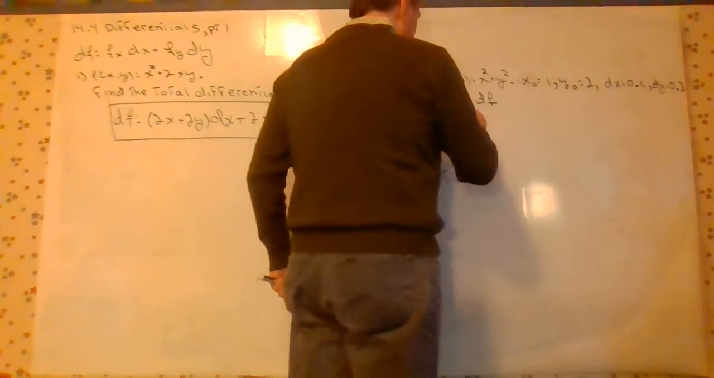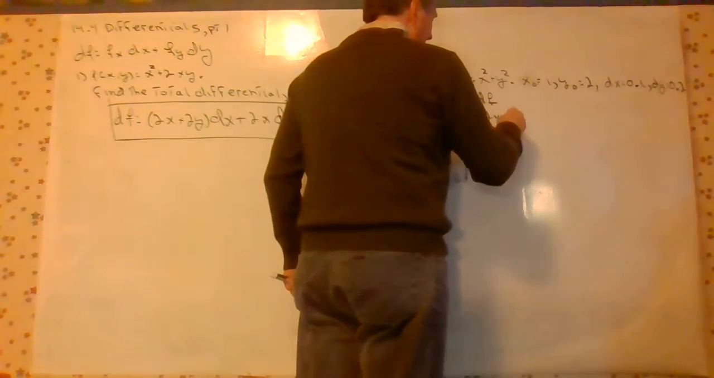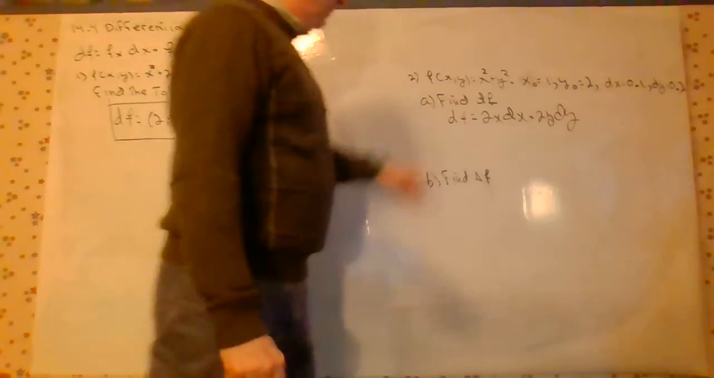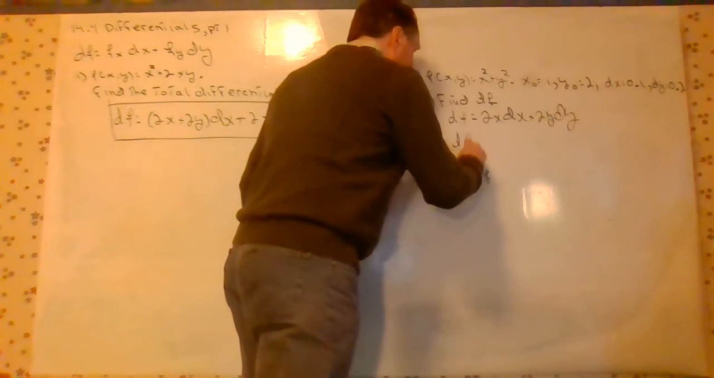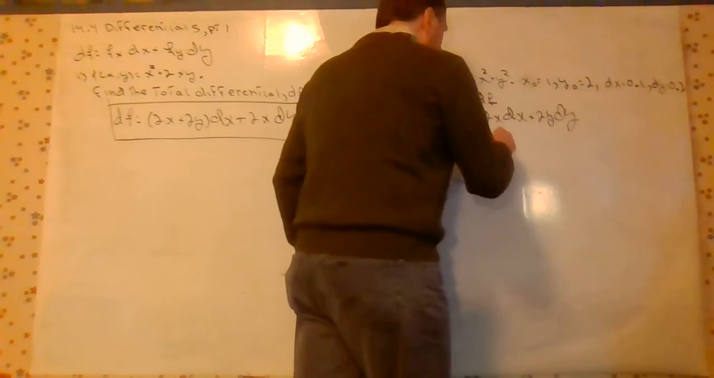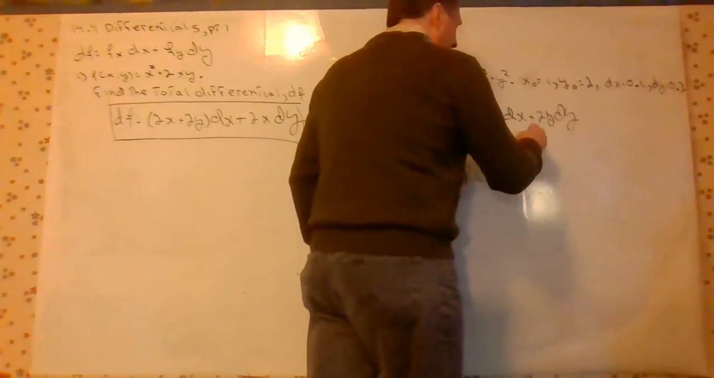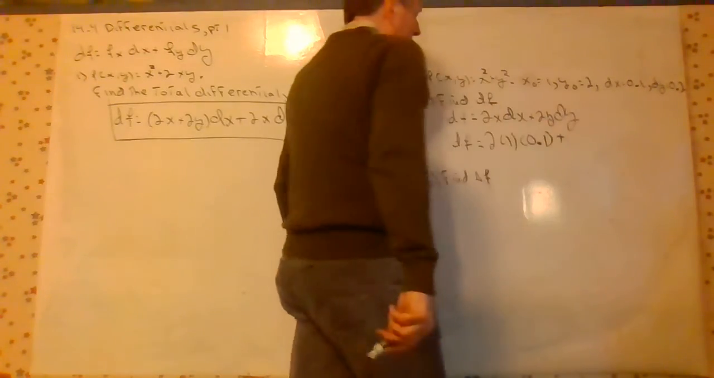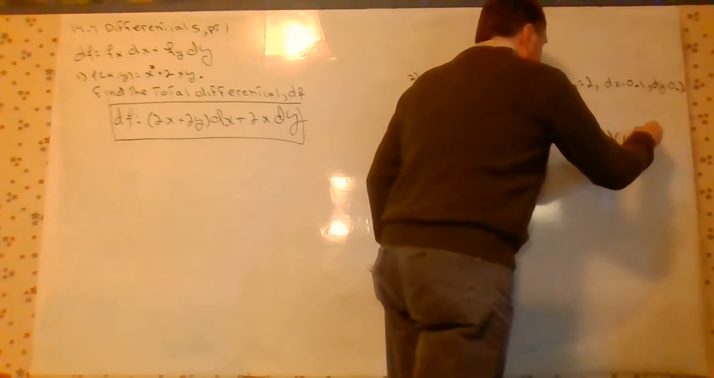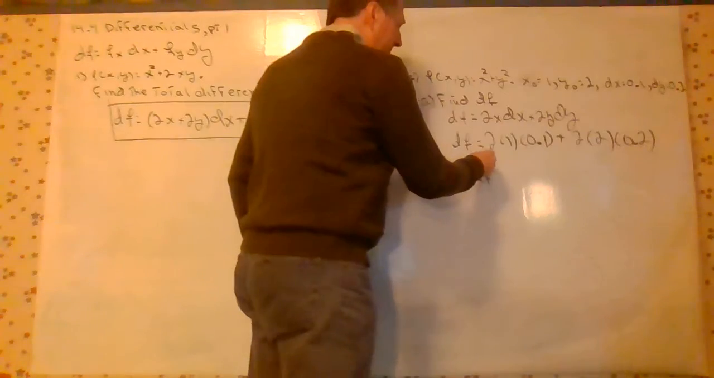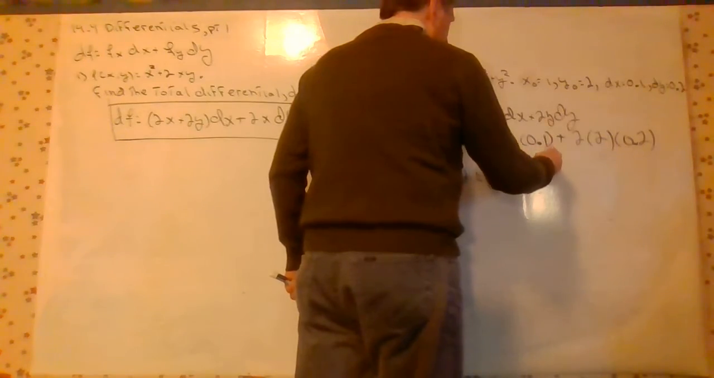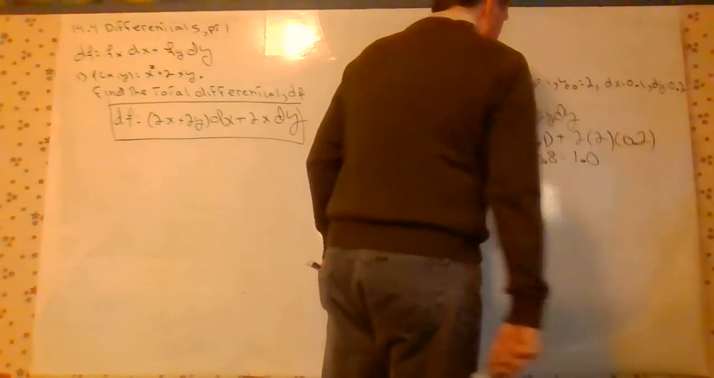Well, we have df is equal to 2x dx plus 2y dy. That's the x partial, y partial. And let's just plug in and compute. We have limited space here. 2x is going to be 2 times 1, and dx is going to be 0.1, plus 2y, 2 times 2, times 0.2. And if you compute that, that's 0.2 plus 0.8 equals 1.0.